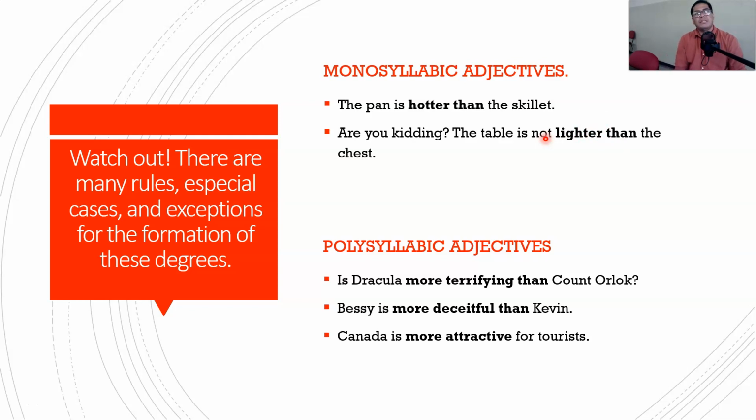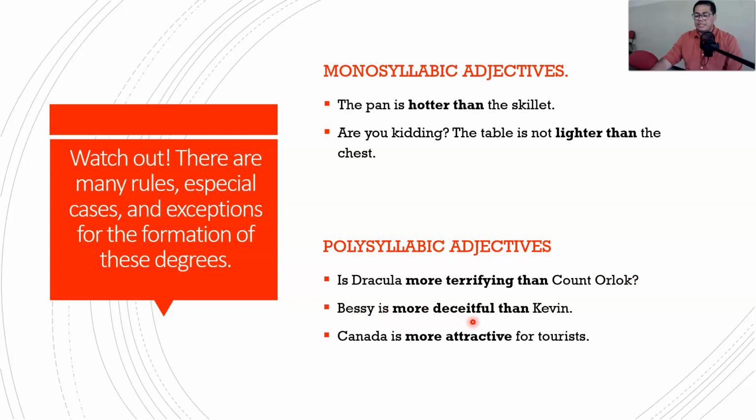This rule, remember, applies also for bisyllabic adjectives ending in Y. I gotta clarify that. And so really there are different rules that you need to check. I won't explain this because, again, I repeat, these are pieces of information that you surely may know about this topic. Now, for polysyllabic adjectives, I am going to use the word more. I am going to put the word more before the adjective, and then I am going to use the word than. Is Dracula more terrifying than Count Orlok?